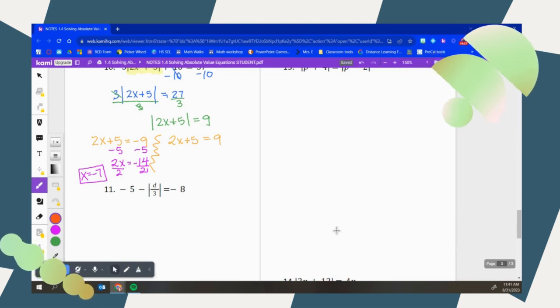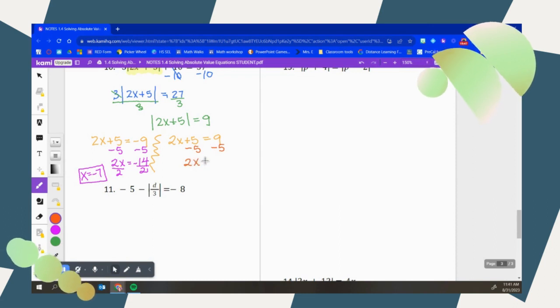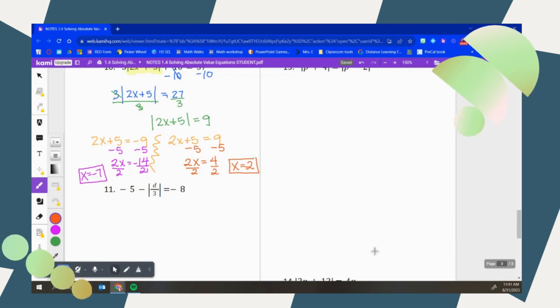We doing okay? Again over here, minus 5. This time 2x is going to equal 4. Divide by 2, x equals 2. Any questions? Let's try number 11 then.